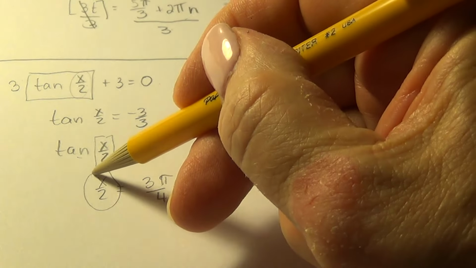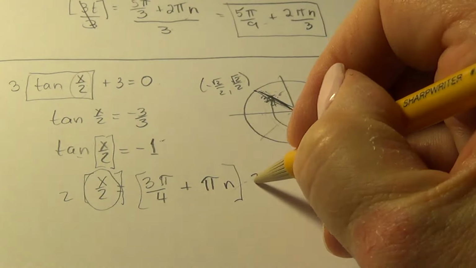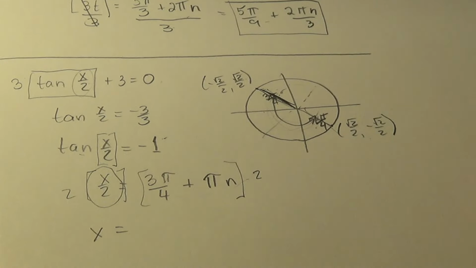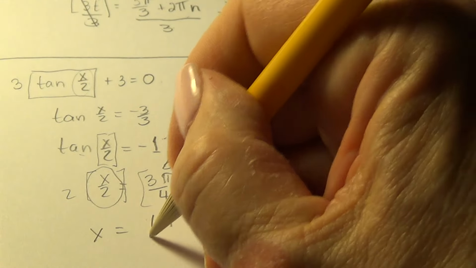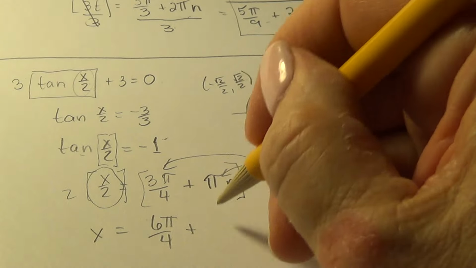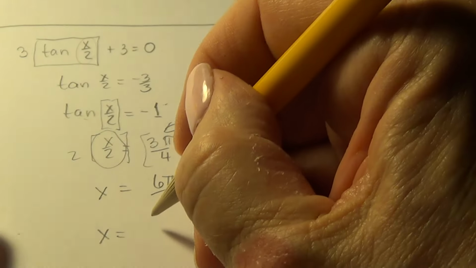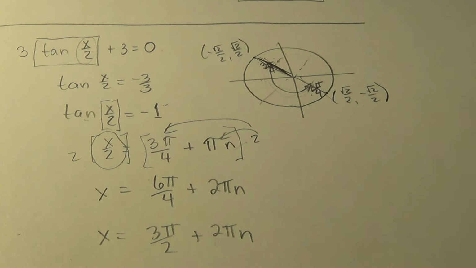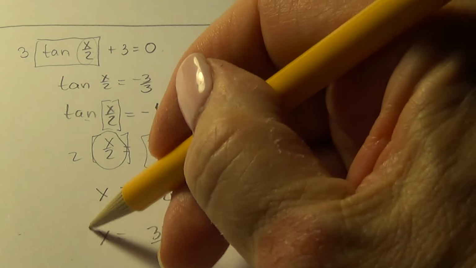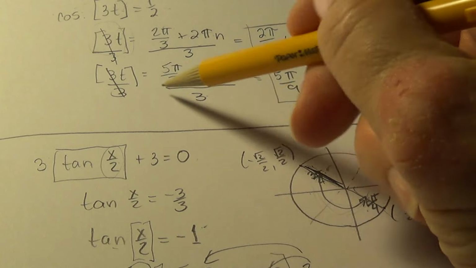So I'm going to multiply each side by 2 to get x all by itself. And when I do that, this gets multiplied by 2, and I get 6 pi over 4 plus 2 pi n. And that reduces to 3 pi over 2 plus 2 pi n. Those are all the answers that will fit into this expression and create a 0.